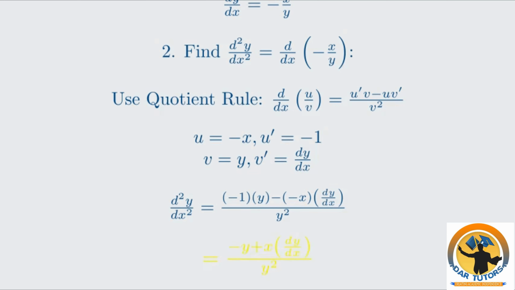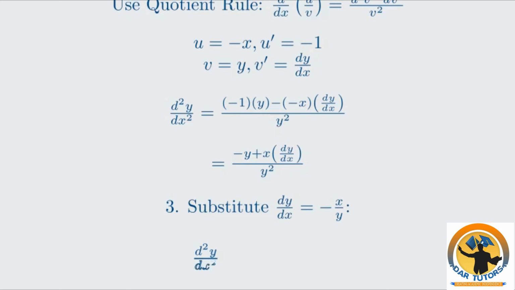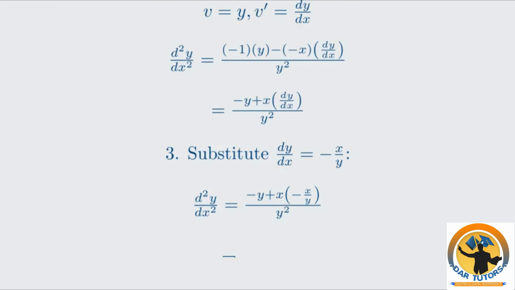Now here's the crucial step. The second derivative still contains the first derivative, dy/dx. We must substitute our expression for dy/dx back into the equation. Substituting negative x over y for dy/dx, we get (negative y plus x times negative x over y) all over y squared. This simplifies to (negative y minus x squared over y) all over y squared.